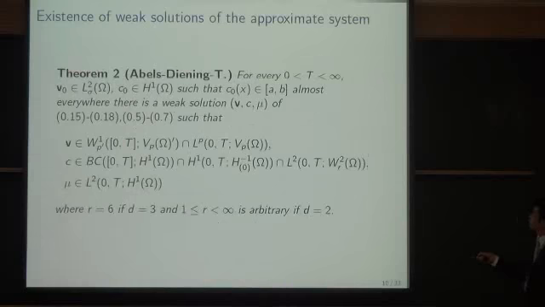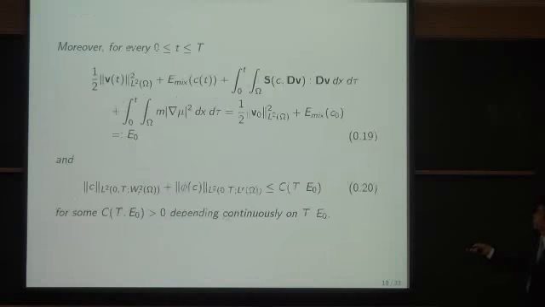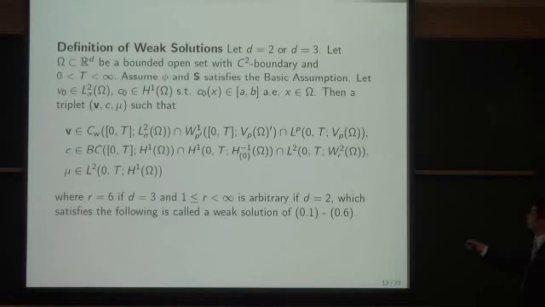We didn't give a definition of weak solution of the approximate system, but we give a definition of weak solution for the original system. So that is similar. Let D equal 2 or 3, and let omega be a bounded open set with C2 boundary, and T is finite. The phi and the S satisfy the basic assumption.